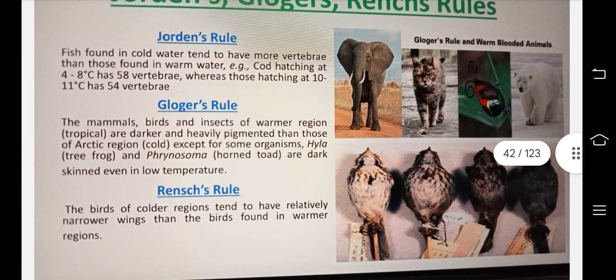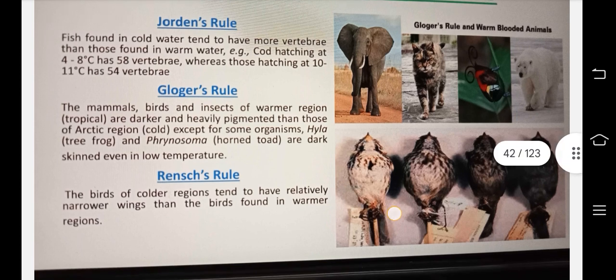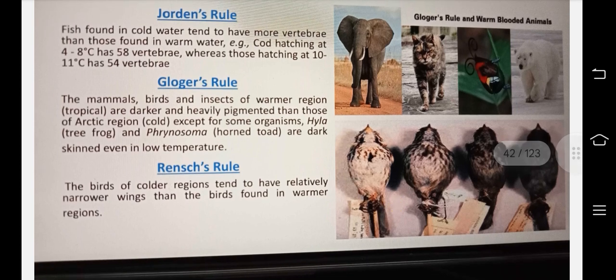Then Gloger's rule: birds and insects of warmer regions are darker and more heavily pigmented than those of Arctic regions. Others are dark skinned even in low temperature. So Jordan's rule is about vertebrae number, then Gloger's rule about the pigmentation.